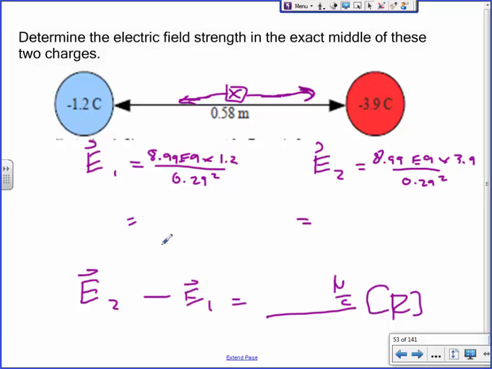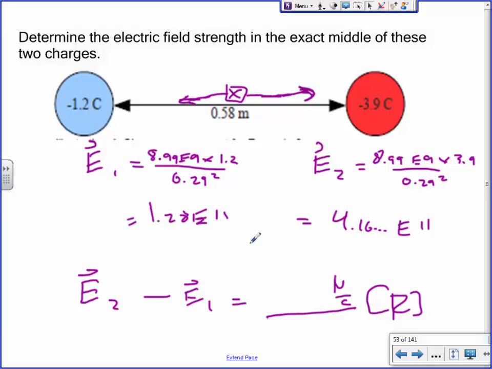For one of the field strengths, I got 128 to the 11. You guys get that one? Okay. And the other one I got 416 and change to the 11 as well. You guys get something like that?